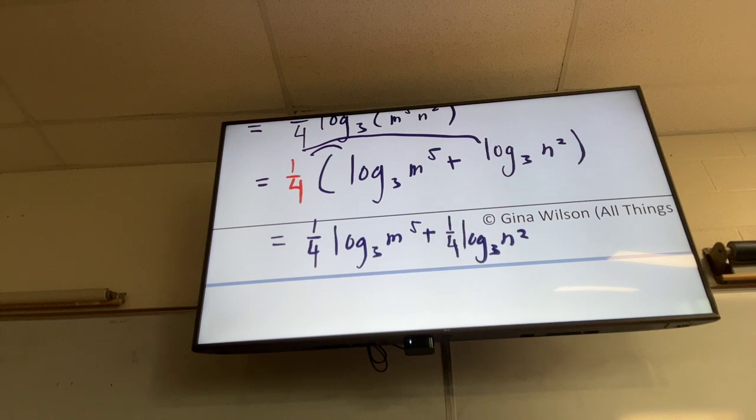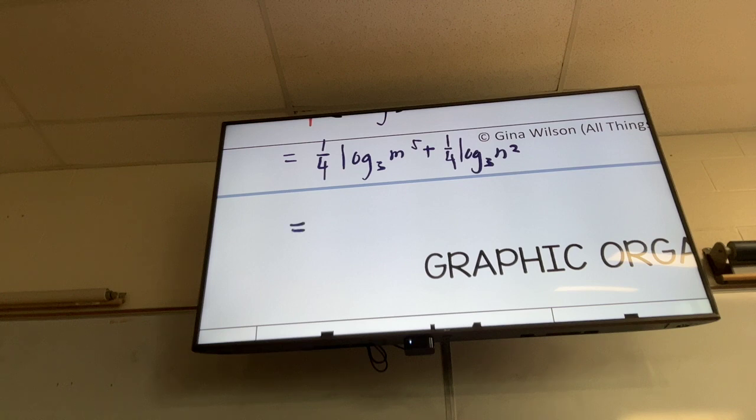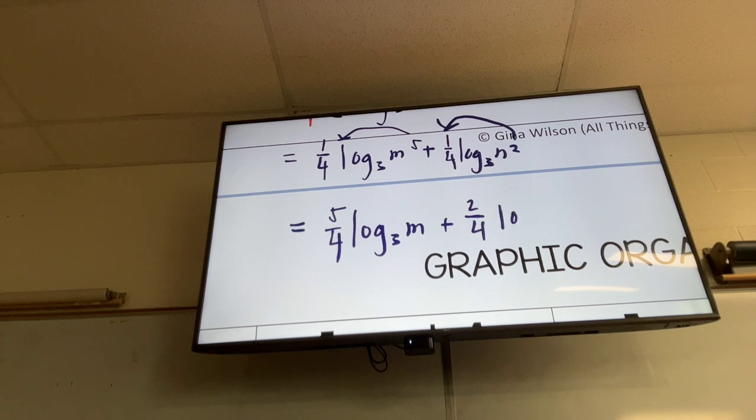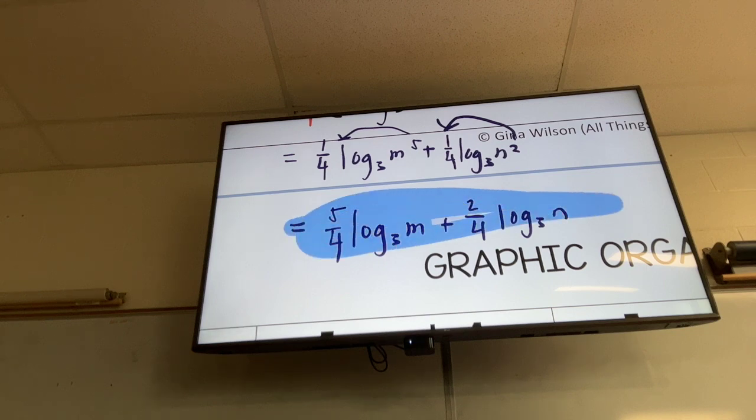My last step is what? Exponents move to the front. So 5/4 log base 3 of n plus 2/4, or yeah, I'll just write it as 2/4 log base 3 of n. And then obviously 2/4 becomes 1/2. I wanted to write it like that so you can see my thought process. All right, questions, comments, concerns.